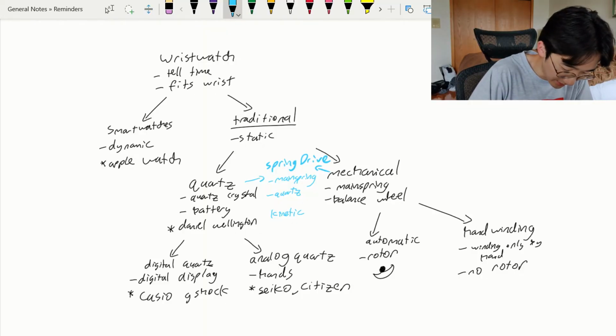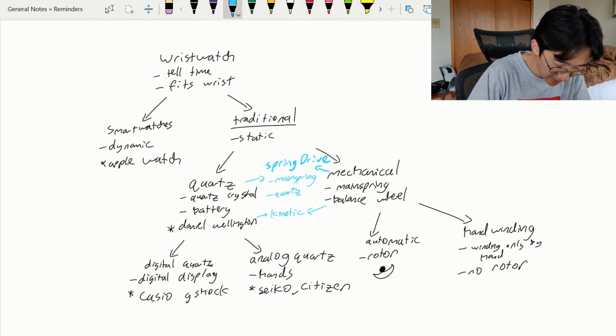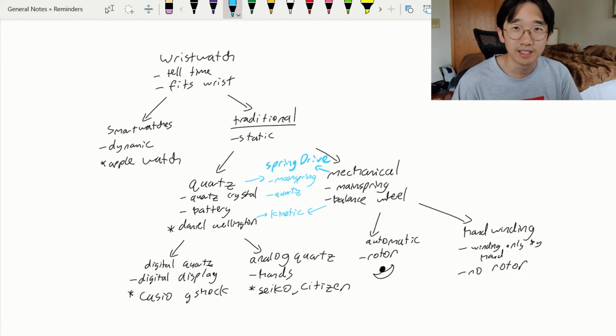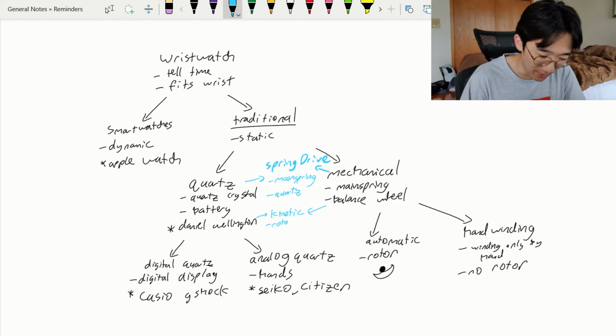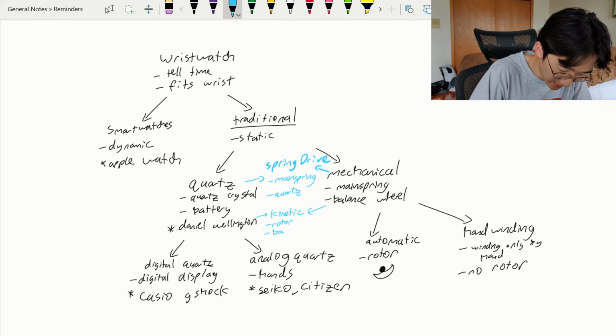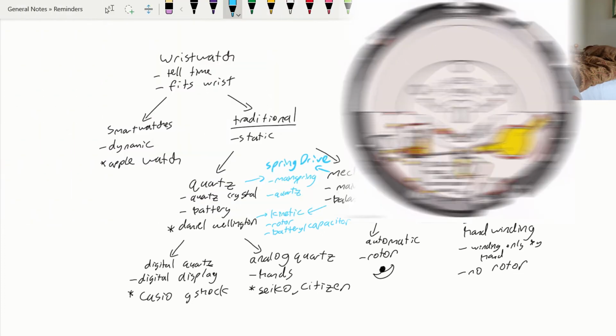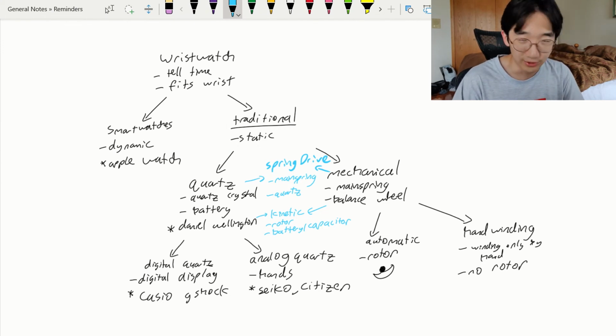Another one is called kinetic. So kinetic movement, it's basically like those hand winding flashlights where you kind of wind it up and then it delivers power. So this one has a rotor, but it has a battery slash capacitor depending on the model. So the rotor charges up the battery or the capacitor, but otherwise it kind of looks like a quartz watch, except for that rotor at the back, which sometimes you can't see unless the watch has a display case back.